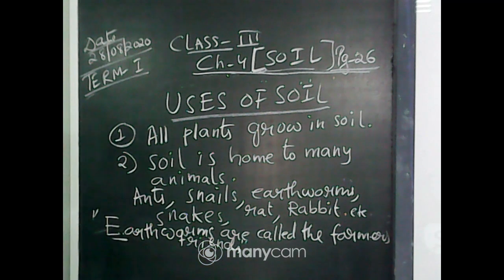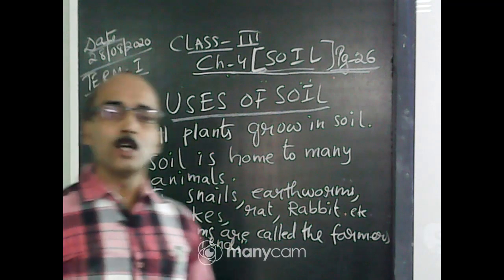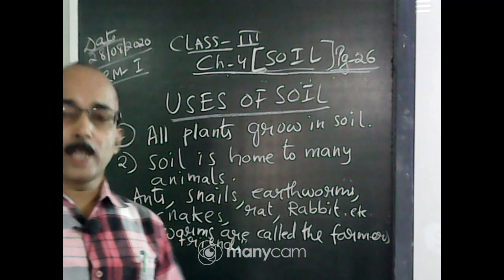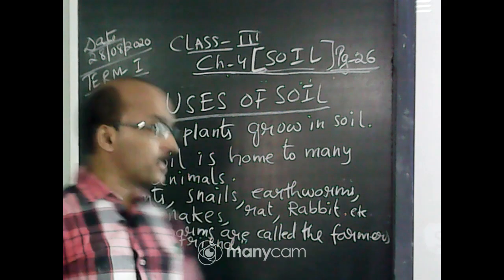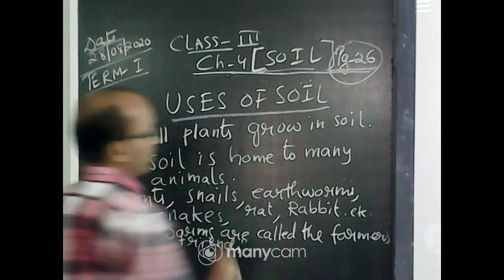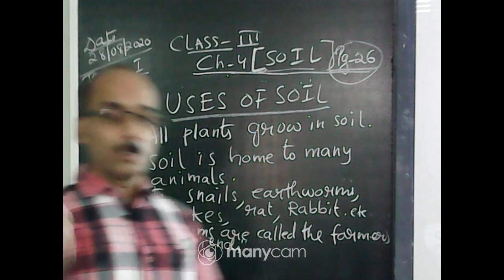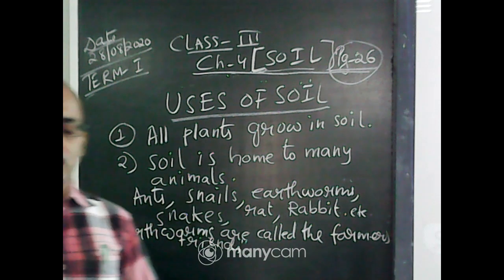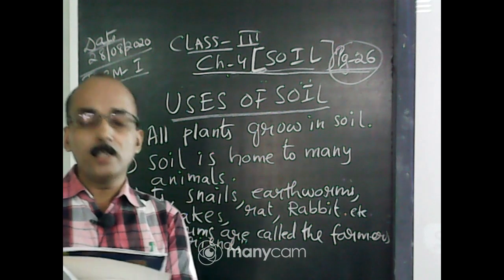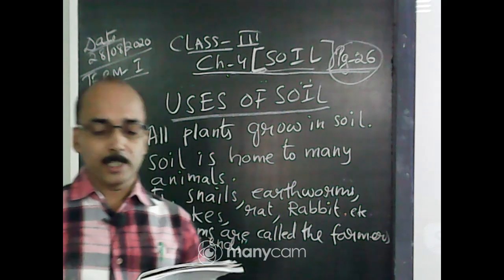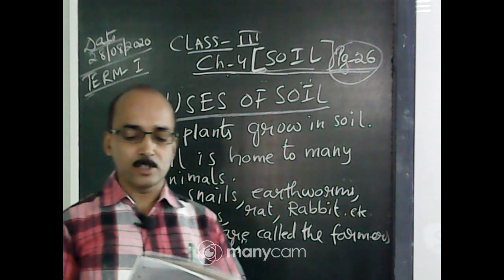It can be a question also, why earthworms are called the farmer's friend. Okay. So, now you can look at the picture given on page number 26. I have written there on the board, page number 26 for today's class. You can see the pictures, many animals living under the soil. This is ant, this is rat, this is then earthworm you can find.